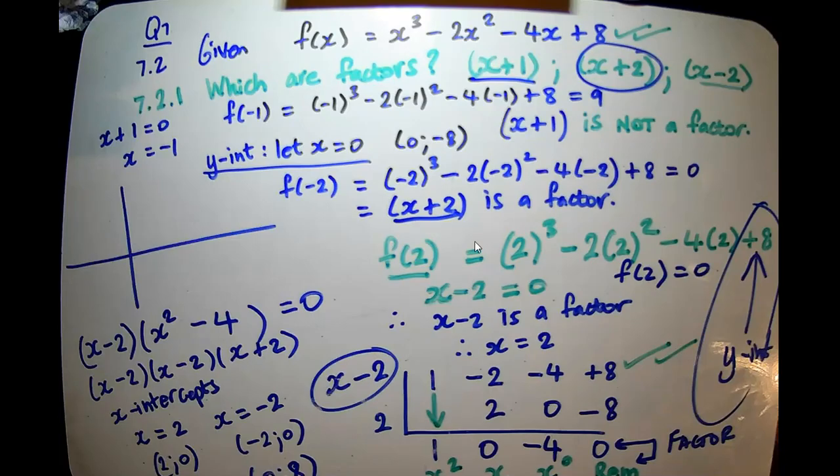So plotting that on the Cartesian plane, don't forget y is the vertical axis, x is the horizontal axis, and we can now put our minus 2 and our positive 2. Don't forget 8 is the y-intercept. We can join all those points, and that is our cubic function drawn.